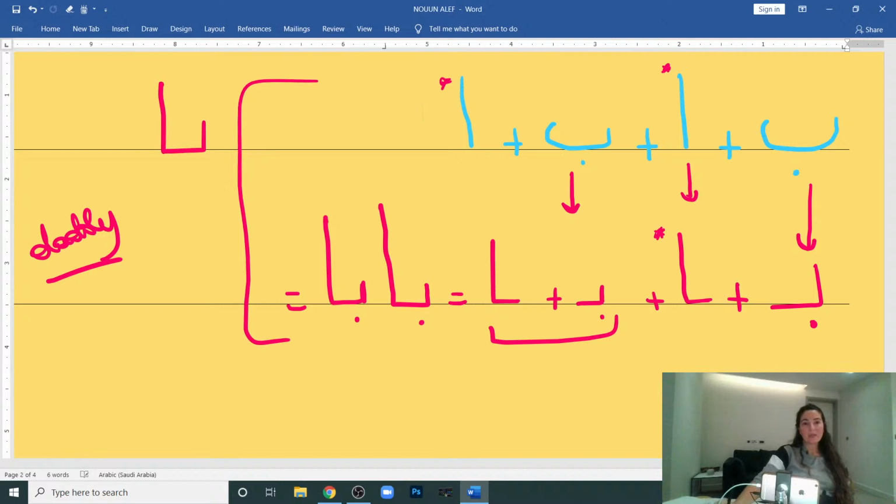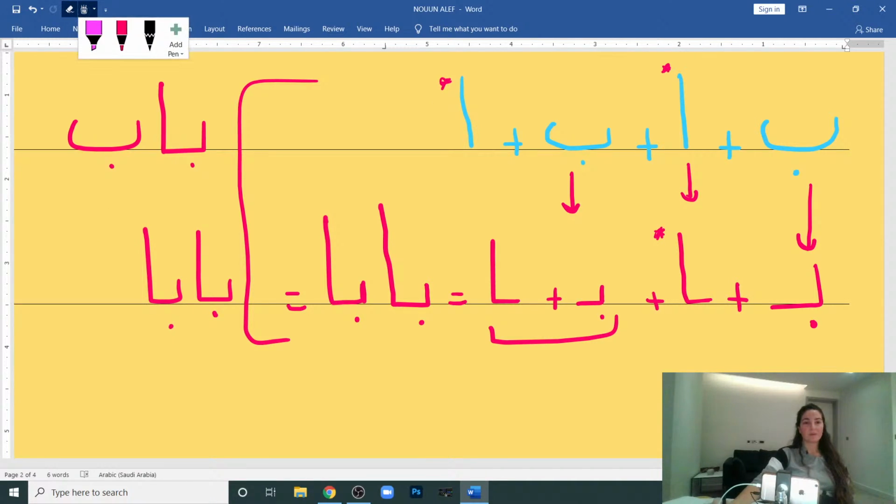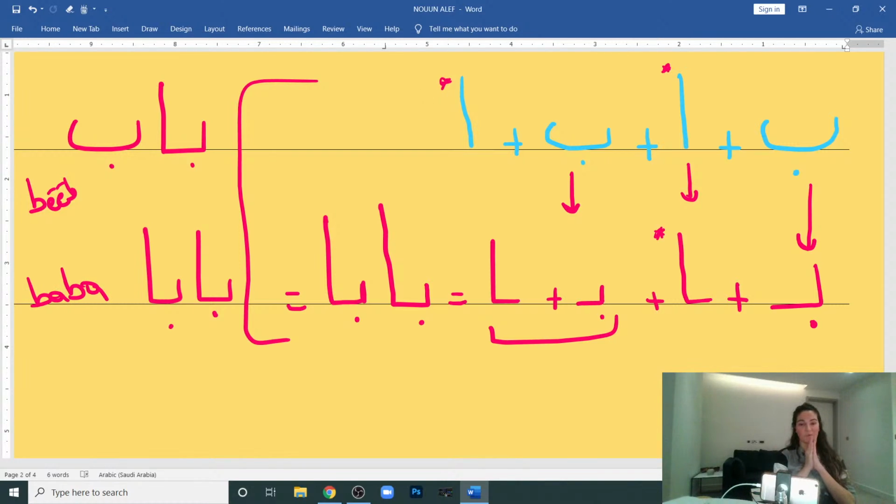So, bab and baba. So bab is a door. Let me write it with Roman letters so you can remember the pronunciation. It's bab, and baba. Okay. Who has a question? Let me check if anyone has a question.